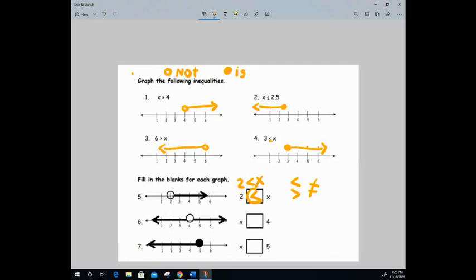For number 6, notice our arrows are going both ways. That means it could be any number, but it's not going to include 4 because it's not filled in. So in this particular case, we have a not equal to symbol. And for question number 7, we have a filled in circle, so we know we're going to have that or equal to bar. And then if you notice that the arrow is going towards the left, and all of these numbers are smaller than 5. So x is going to be less than or equal to 5.